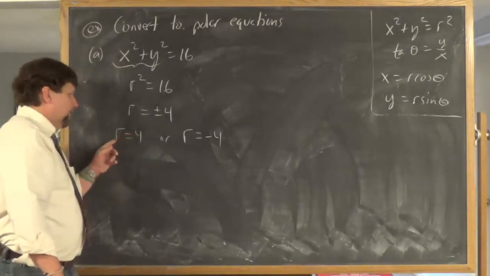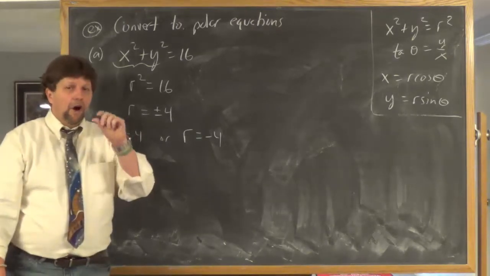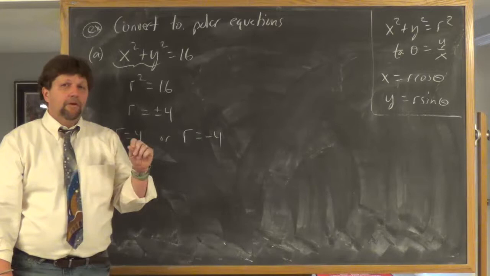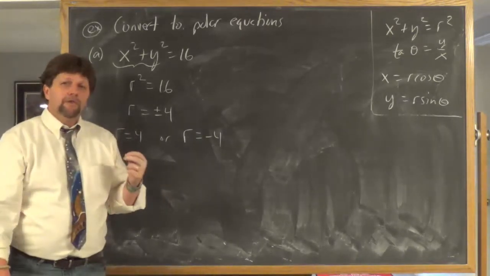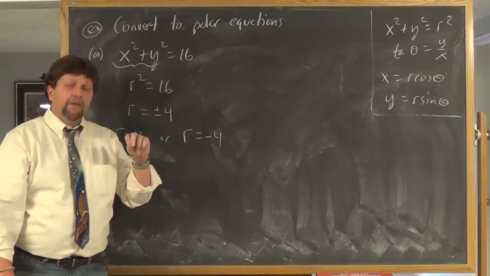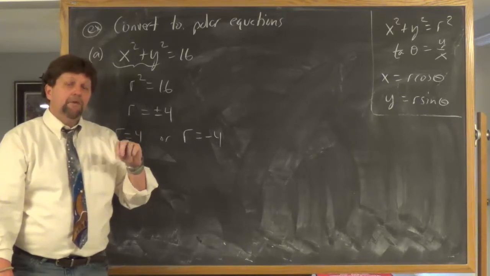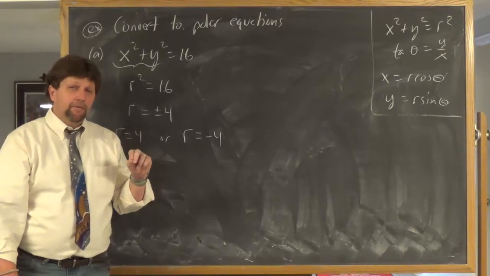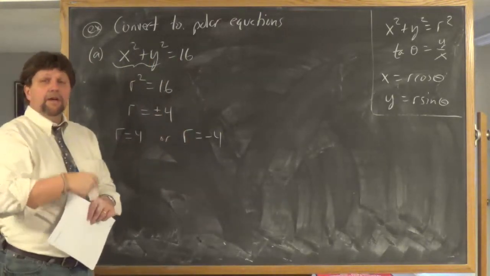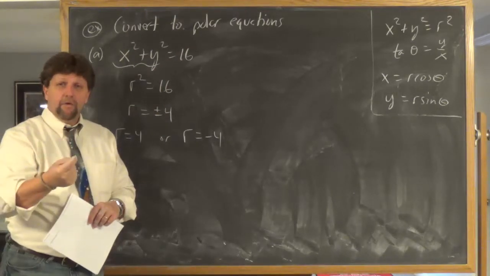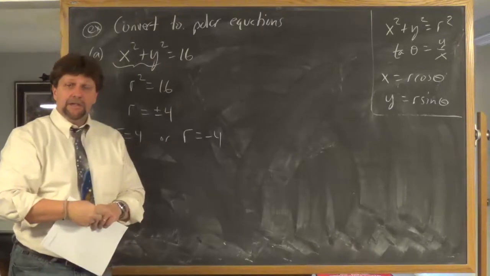If I tell you, sketch the following graph, r equals 4, and you know r is the directed distance from the pole, you would know to graph r equals 4. You're just simply going to plot every point that is 4 units away from the pole. And if you plot every point that's 4 units away from the pole, you're going to end up drawing a circle. You're going to draw a circle that has a radius of 4 and it's centered at the origin. That's what that equation says.